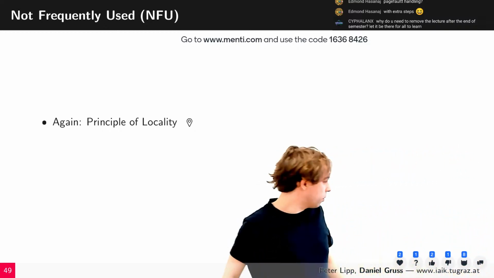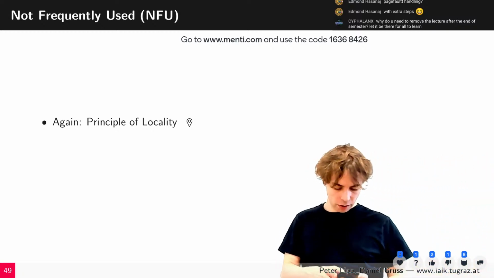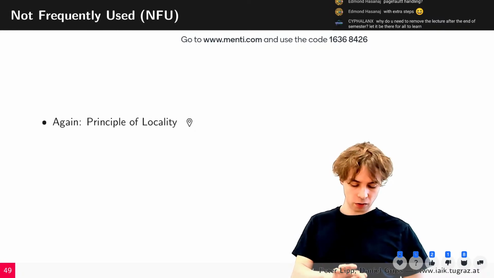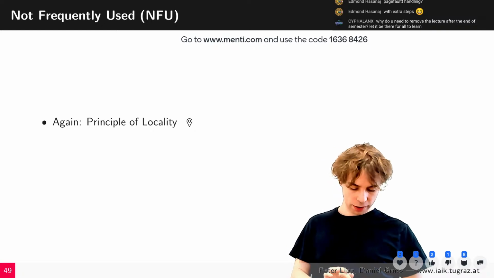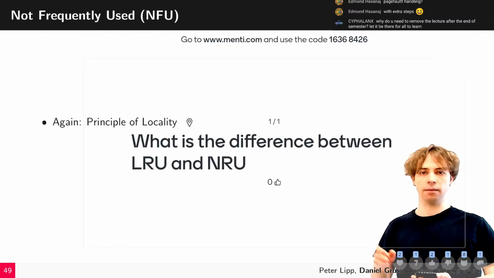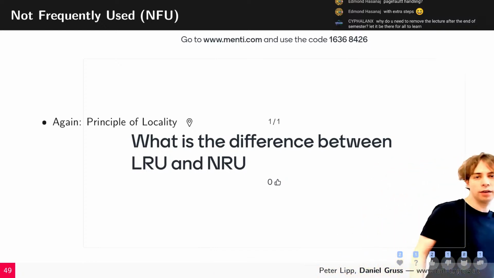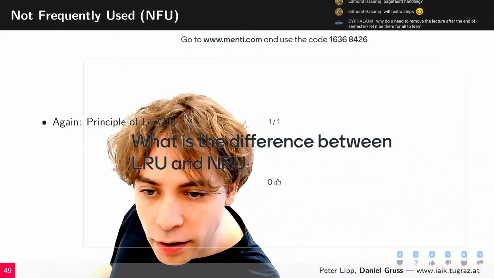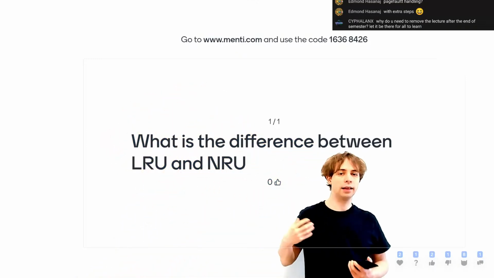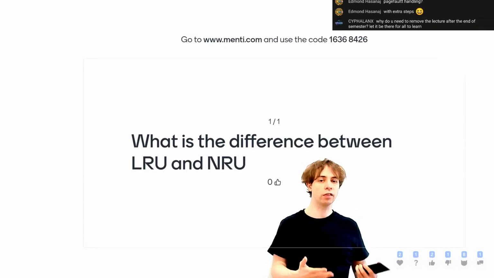So there was a question before in Menti, and the question was, I will just check this out again. What is the difference? I will just show this again, this question. What is the difference between LRU and NRU? LRU, I'm already on the next slide, so let me just hide this one for a second. LRU is about the least recently used element, and this one is kicked out, as you've just seen.